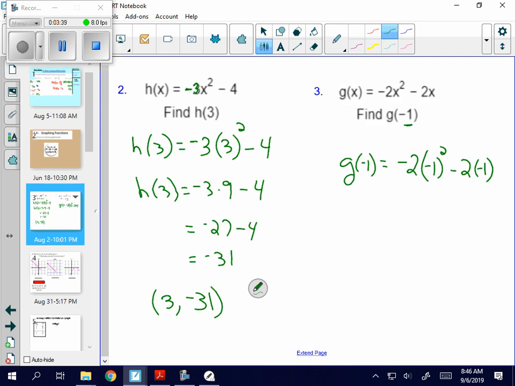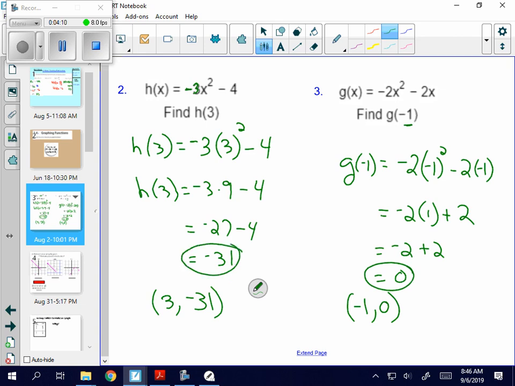So order of operations says I'm going to square that first. Negative 1 times negative 1 is positive 1. And I can continue to work right. Negative 2 times negative 1 is a positive 2. And so we've got negative 2 plus 2, and we have 0. That really means that when we plugged in negative 1, out came 0.